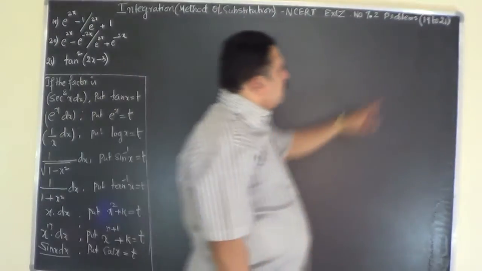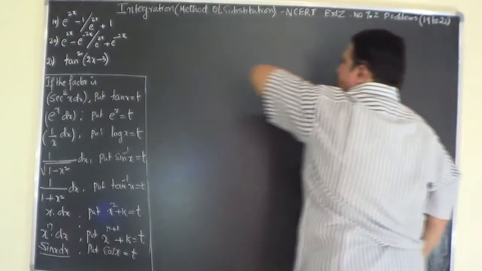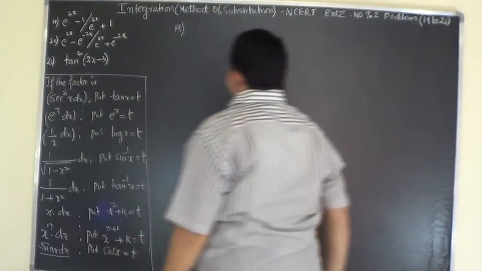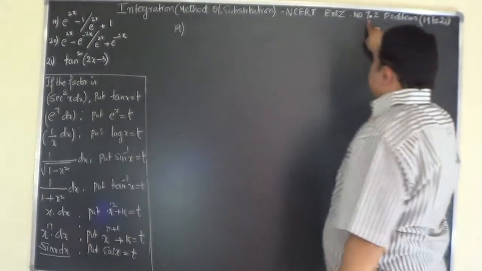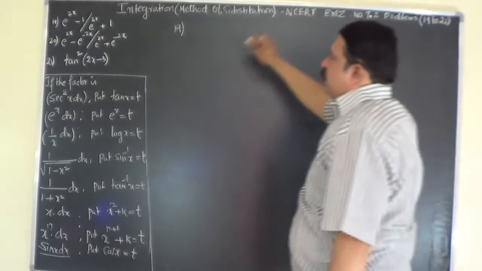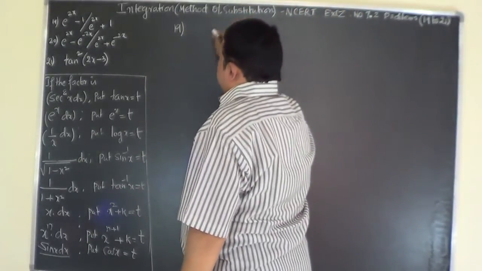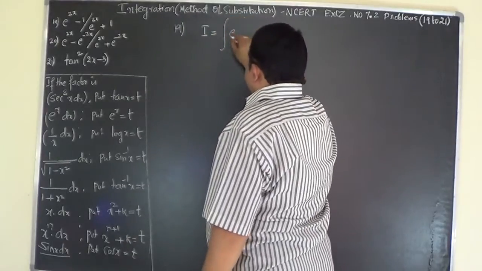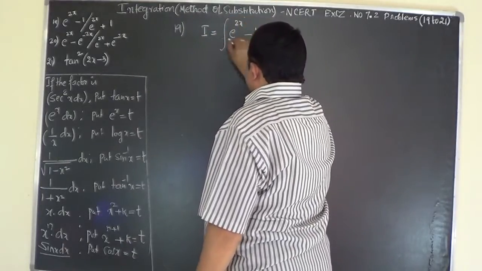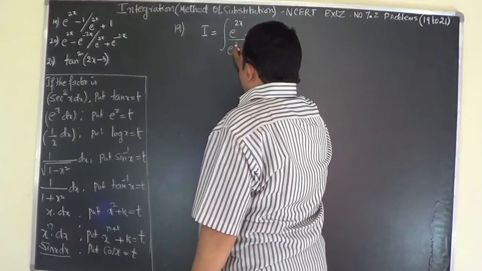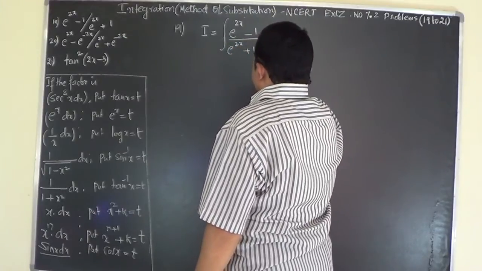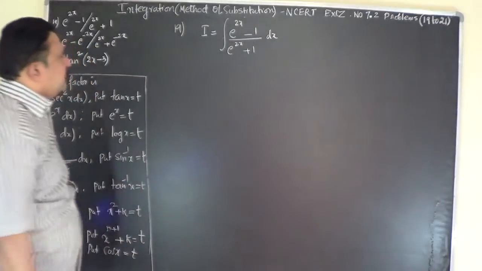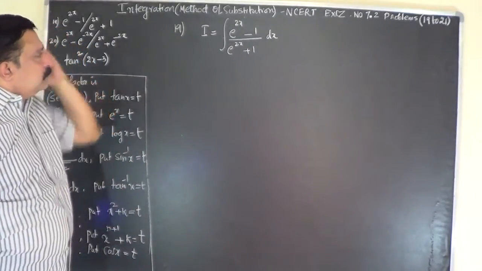Okay, now we will do problems 19, 20 and 21. Problem number 19 of exercise 7.2 of the NCERT book. Integration by the method of substitution. Write it as I equals integral of (e to the power of 2x minus 1) divided by (e to the power of 2x plus 1) dx. This is the given problem.